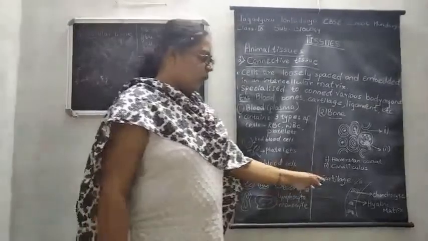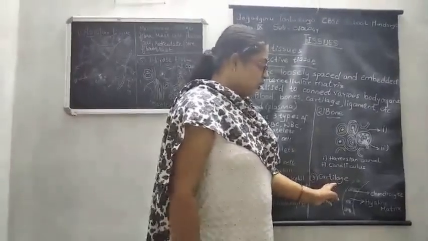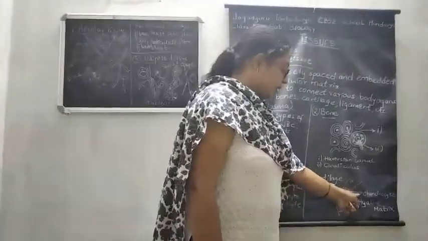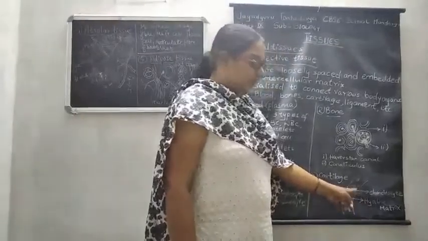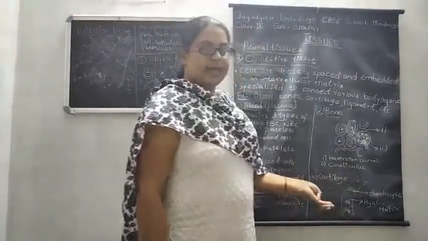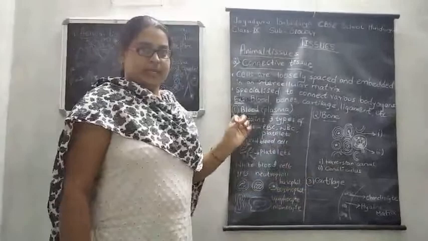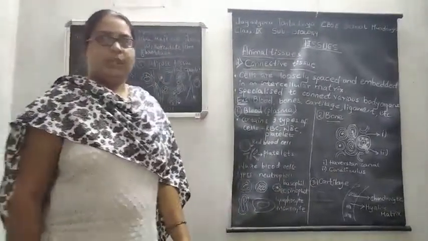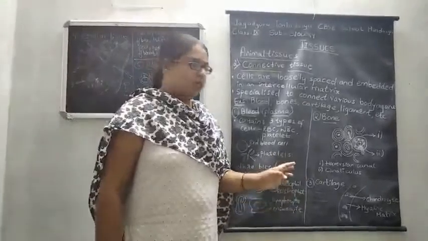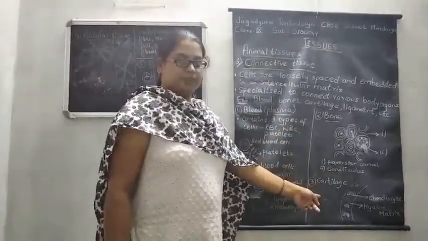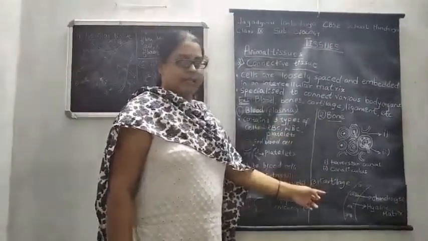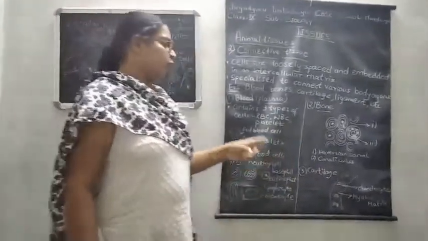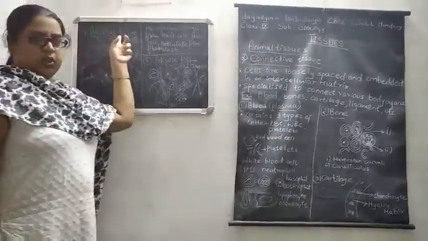When we observe, this cartilage connective tissue is made up of chondrocytes and hyaline matrix. In these, proteins and sugar molecules are present, which mainly provide flexibility to the organs. Understood? Up till here, blood, bone and cartilage, these three types I told. Next, moving on to areolar tissue.